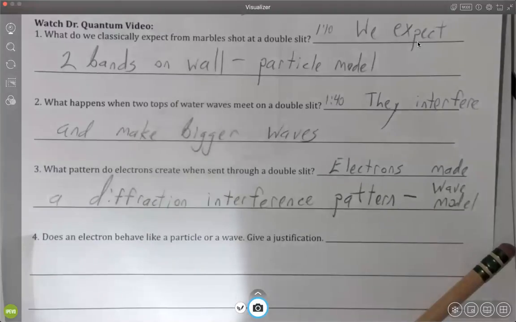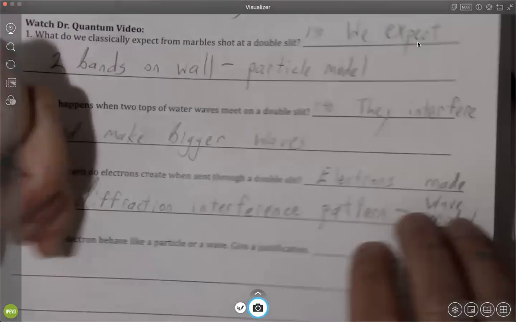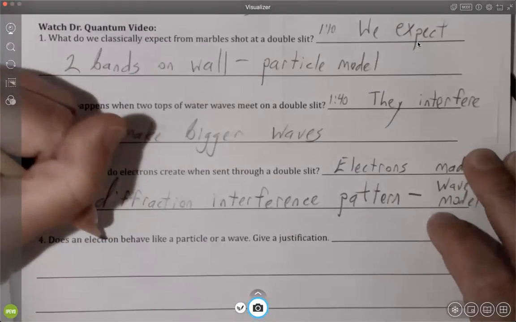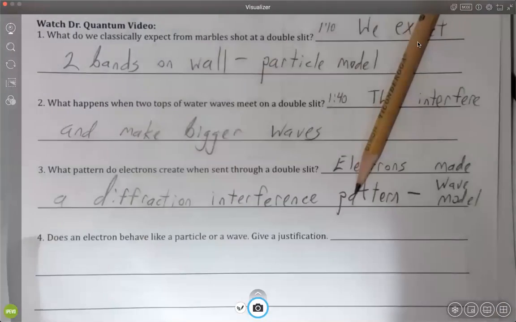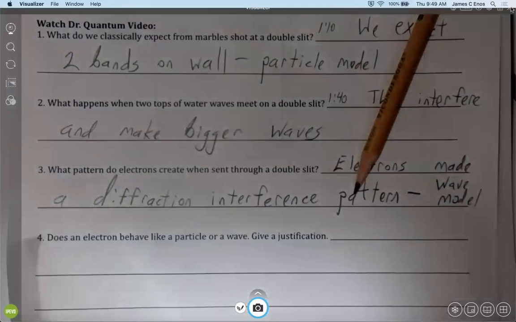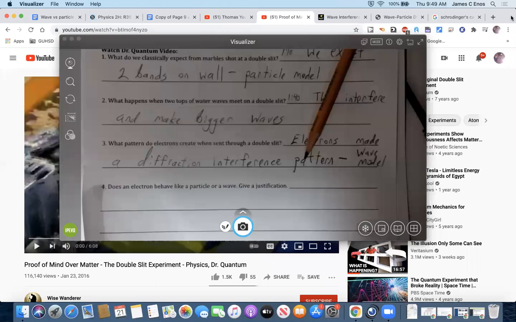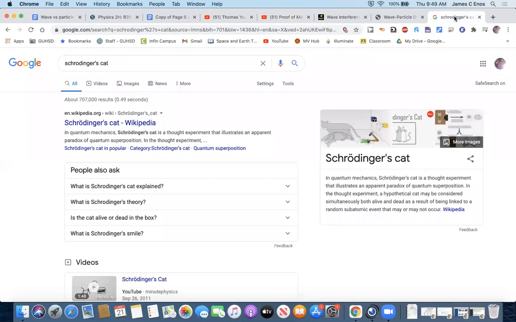So we're getting asked this question: does an electron behave like a particle or a wave? Well, it's tough to answer that. And what I want to try to do is get into two things. One, I'm going to start talking about Schrödinger's cat.